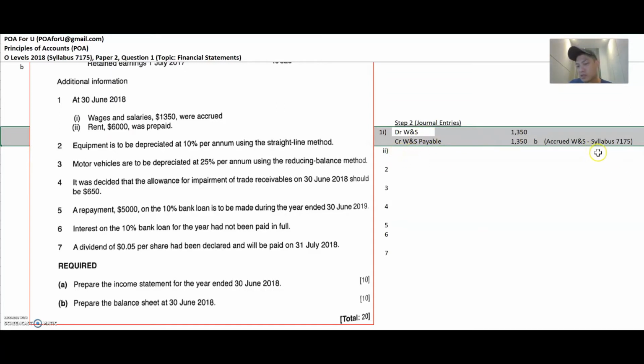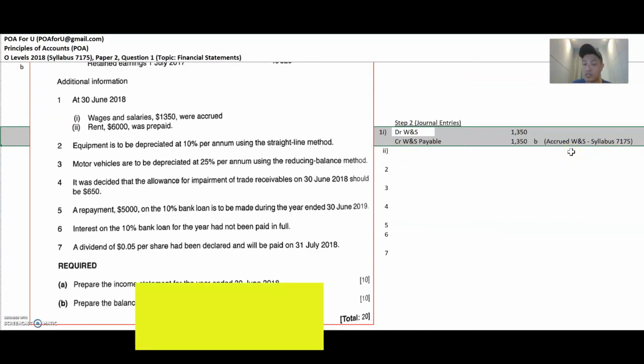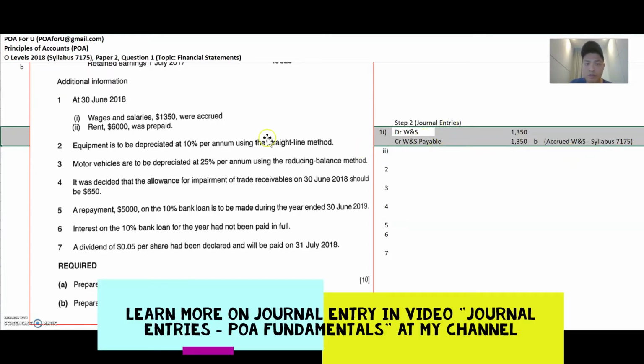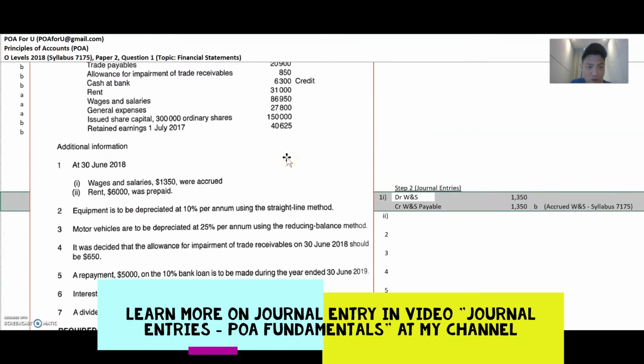But of course, if you are still being examined under the 7175 syllabus, then it will be accrued wages and salaries. So anyway, this is double entry because if you still owe wages and salaries 1,350 above and beyond what you've recorded in the trial balance at 86,950, then you will have to recognize a liability, which is a payable of 1,350. The other entry will go into wages and salary expense, which would increase this wages and salary expense from 86,950 to an amount that is 1,350 higher. Okay, so that's the rationale for this journal entry.